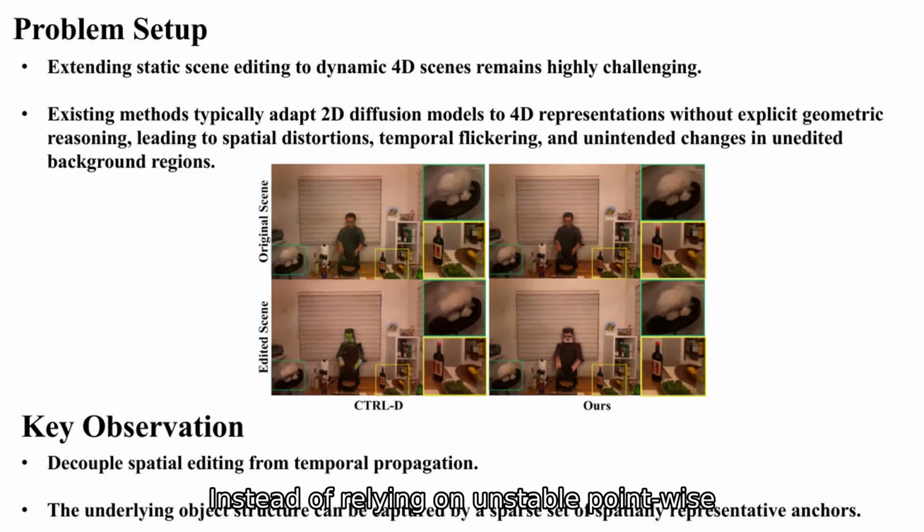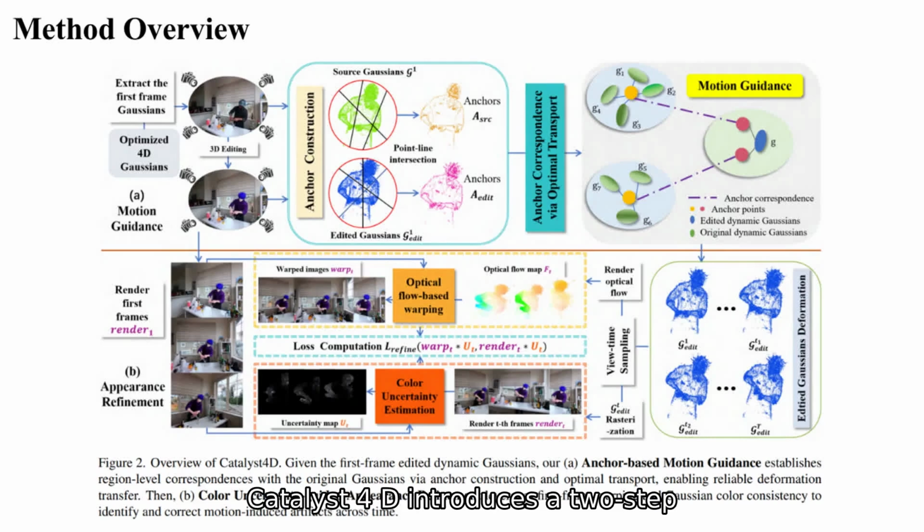Instead of relying on unstable pointwise correspondences or retraining the deformation network from scratch, we found that the underlying object structure can be captured by a sparse set of spatially representative anchors. By matching these anchors between the original and the edited Gaussians in the first frame, we can establish reliable, region-level correspondences. This allows us to transfer the correct motion trajectories to the edited scene, effectively preventing cross-region interference and motion drift. Based on this observation, Catalyst4D introduces a two-step propagation framework.